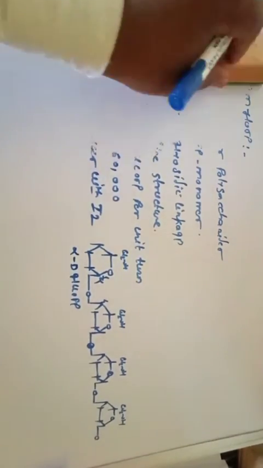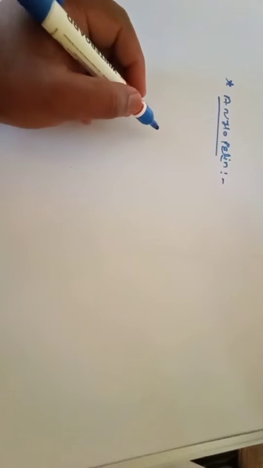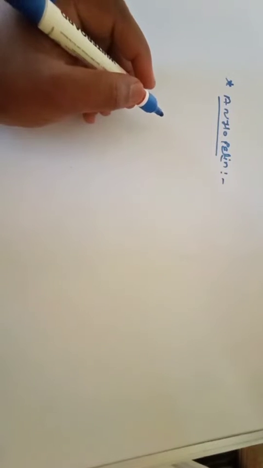Let us discuss the second one, amylopectin. In this case, there is a 1,4 as well as a 1,6 linkage.